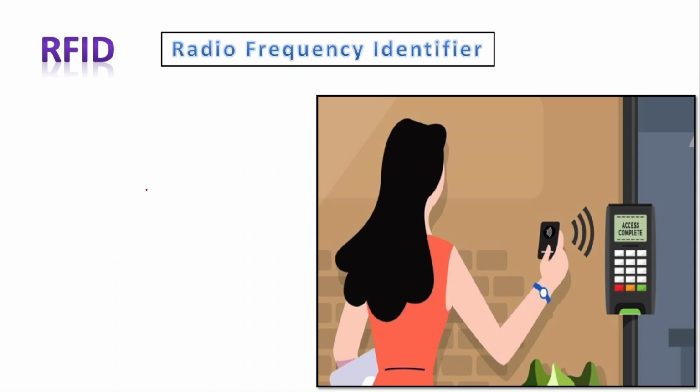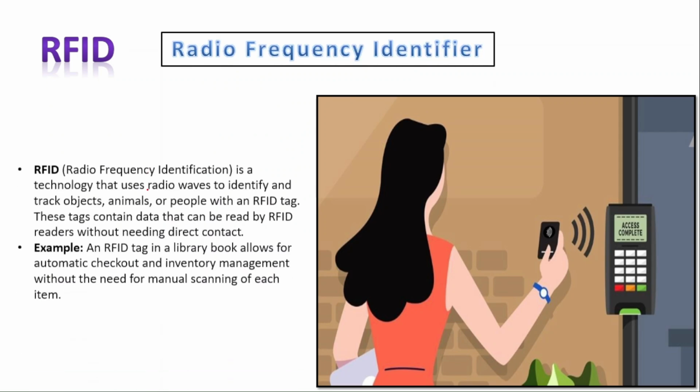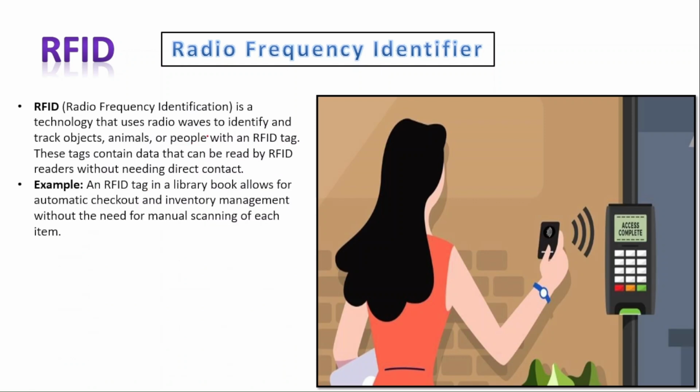RFID, that is radio frequency identifier. So RFID is a technology that uses radio waves to identify and track objects, animals, or people with an RFID tag. These tags contain data that can be read by RFID readers without needing direct contact. Example, an RFID tag in a library book allows for automatic checkout and inventory management without the need for manual scanning of each item.